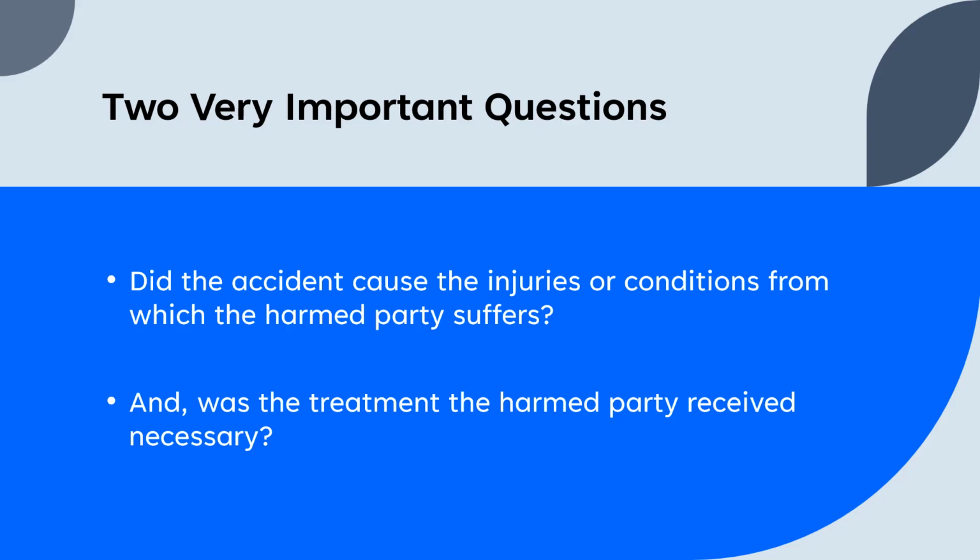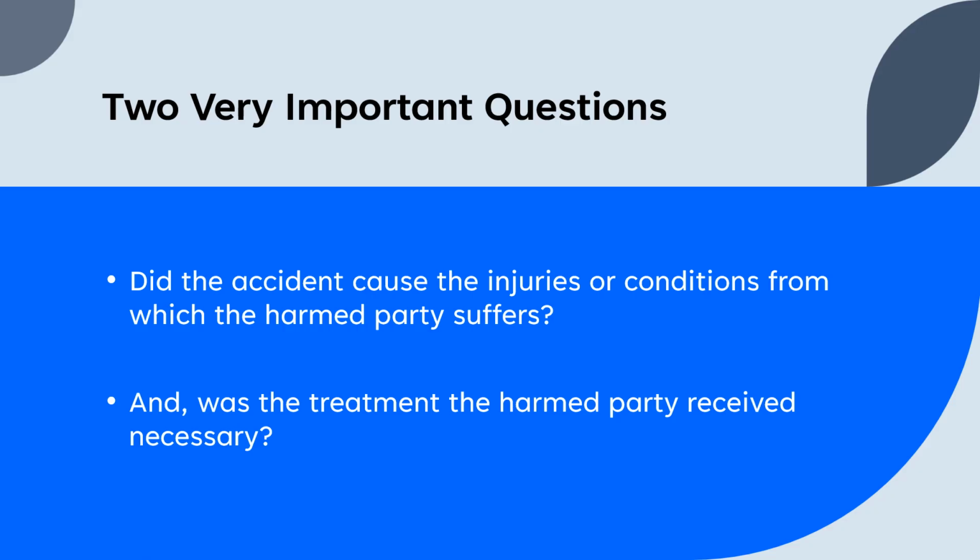As the aforementioned process is occurring, the adjuster must also work to investigate and answer two primary questions. Did the accident cause the injuries or conditions from which the harmed party suffers? And was the treatment the harmed party received necessary?